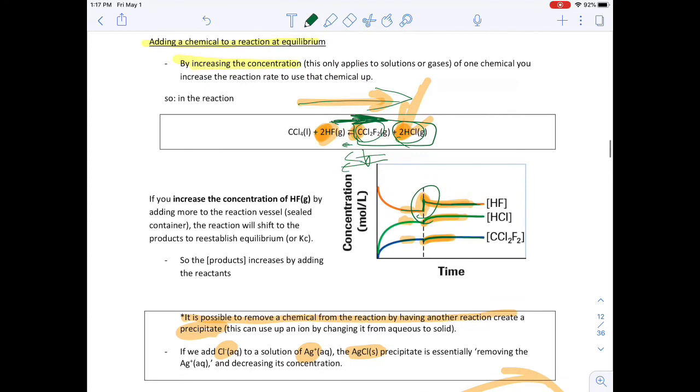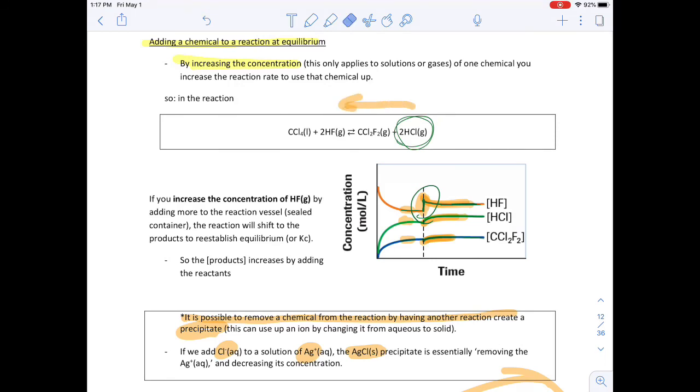And if I added a reactant, it shifts forward. If I added a product, so if I added some of this, it would shift this way to remove that chemical, right? It's going to use some of it up. By adding more hydrogen chloride, it would shift the reaction to go this way to use some of that extra stuff up.